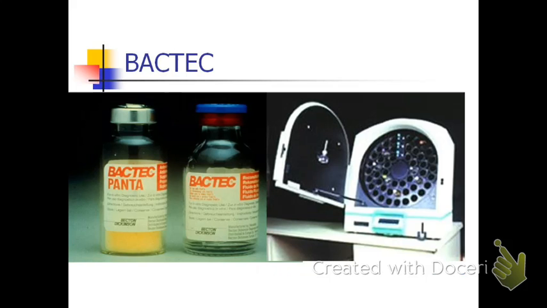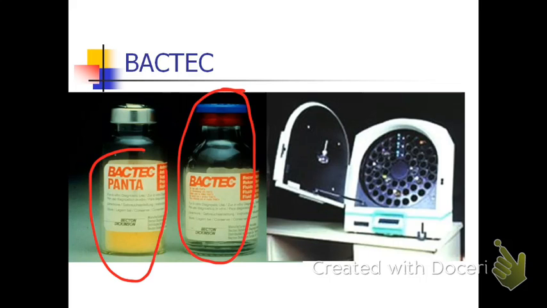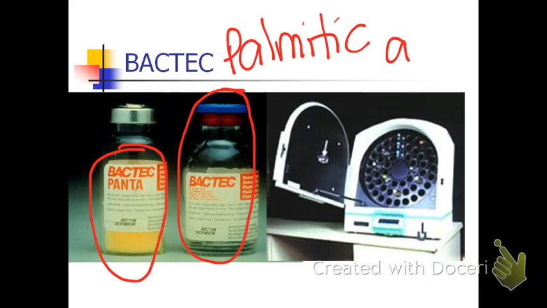A semi-automated way of doing this is by using a Bactec medium. Bactec medium would be of two types. This one is for blood culture. For example, if you are suspecting the presence of sepsis, then you have to place it in the Bactec medium. Now, the one with PANTA means that there is palmitic acid, so this one is specifically designed for Mycobacterium tuberculosis.